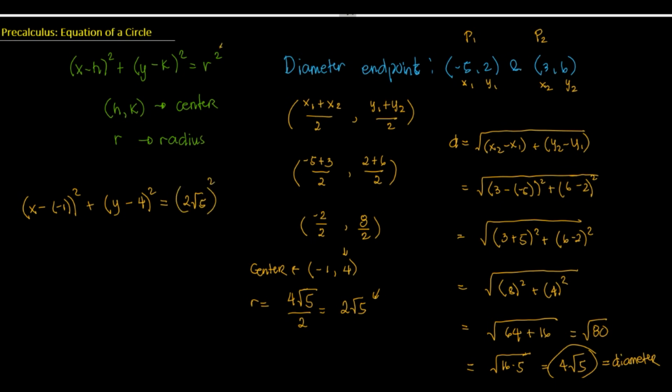So let's simplify the terms. We have x plus 1 squared plus y minus 4 squared equals, you take the square of 2 and the square of the square root of 5. So we have 4, and square root of 5 squared is 5. In other words, the right side becomes 20. So you just copy everything on the left side and simplify the right side, which is actually equal to 20.